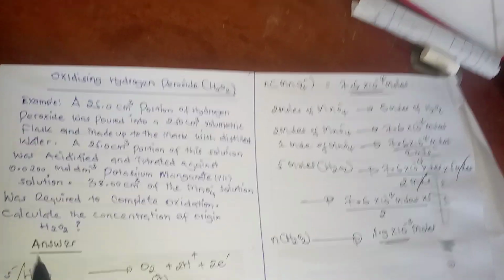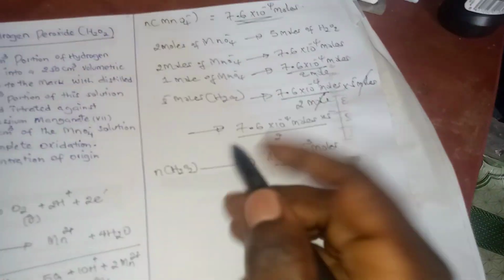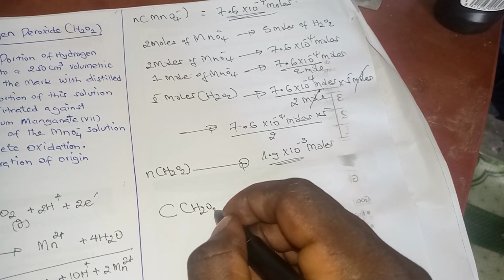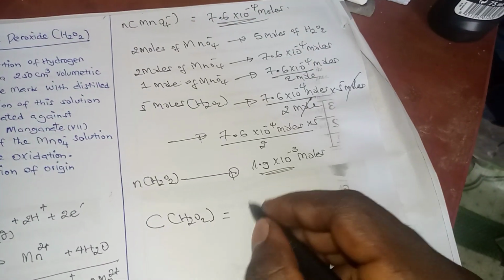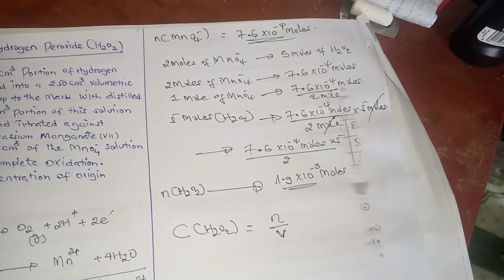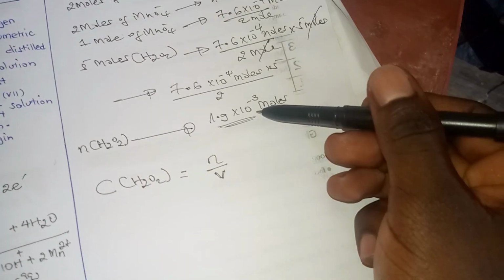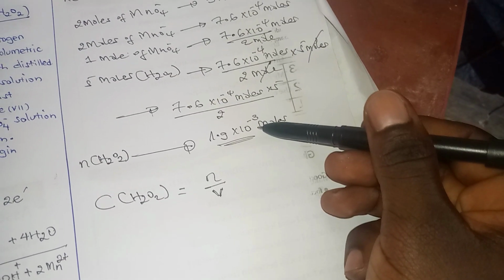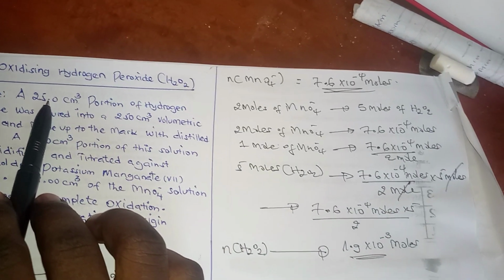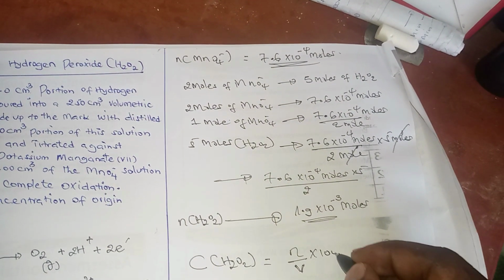Remember, our task is to calculate the concentration of the original hydrogen peroxide. As we know, concentration of hydrogen peroxide equals n divided by volume. Here we have this volume of 25 centimeter cube, and the number of moles is 1.9 times 10 power negative 3. So you have to convert this volume to decimeter cube.